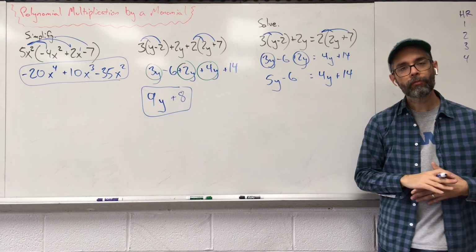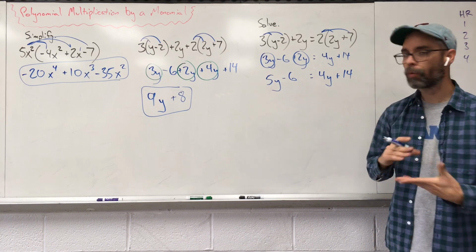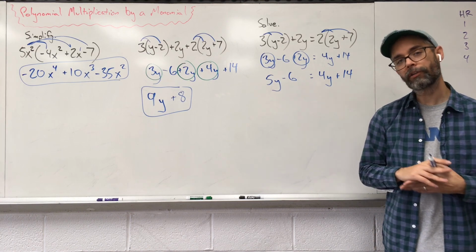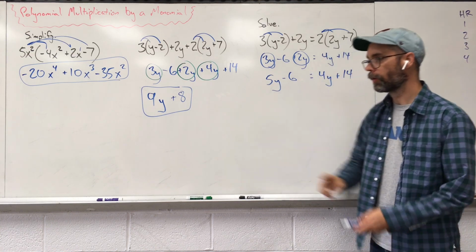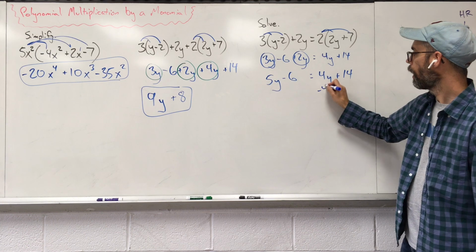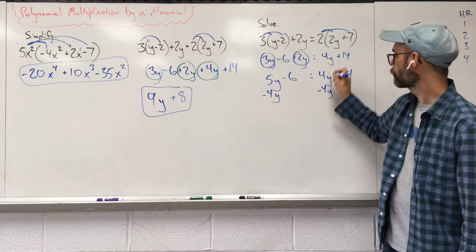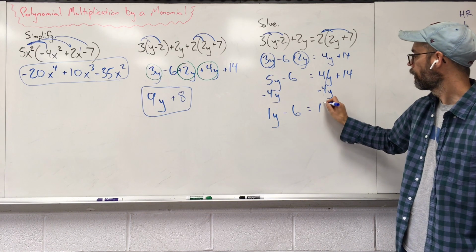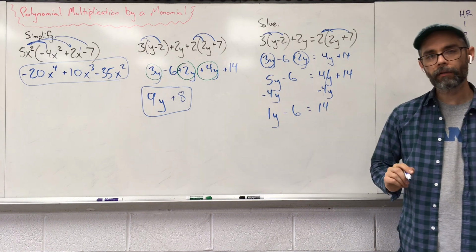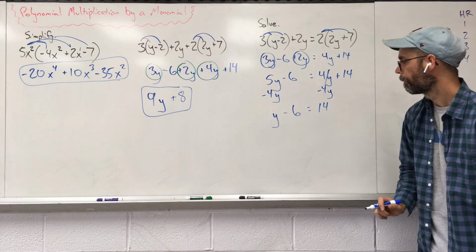Now you're left with a multi-step equation here. Let's get y's all to one side. I want to take this 4y and move it over. I want to get my y's in the front. So I subtract, that's gone. I'm left with 1y minus 6 and 14. Do I need that 1 there? No. If you have a 1 in front of a variable, you can just get rid of it.